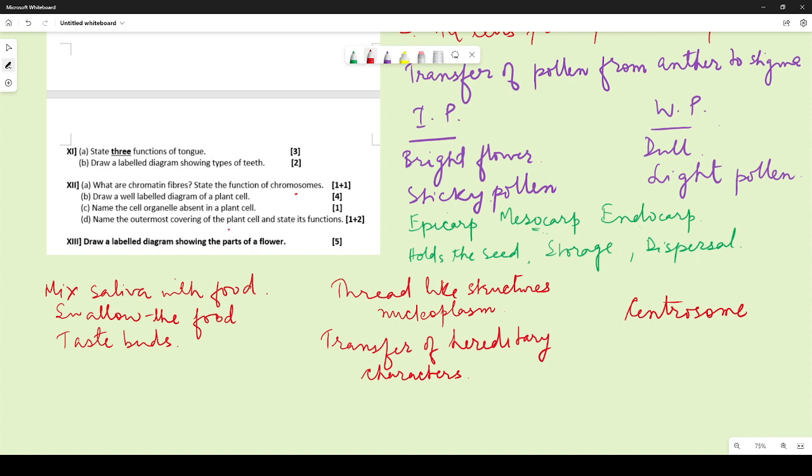Name the outermost covering of the plant cell and state its function. That is called the cell wall. It is protective in function. It gives protection to the plant as well as allows the water and the minerals to pass through it freely. Okay. So draw a labeled diagram showing different parts of the flower. I know you can do them very well.